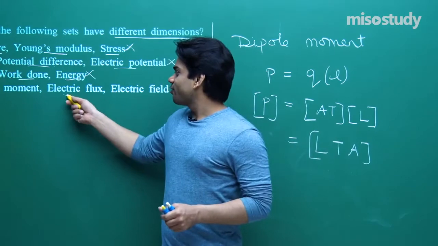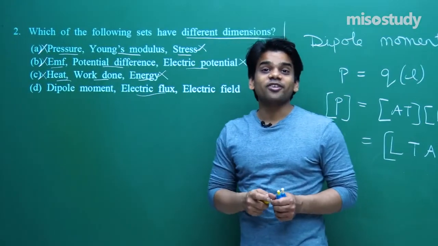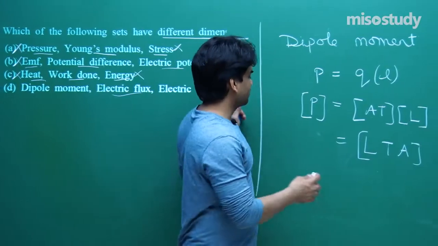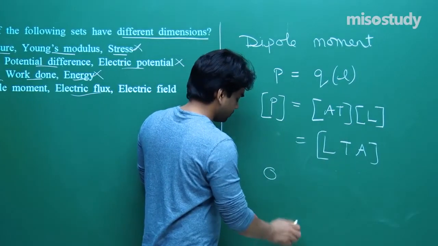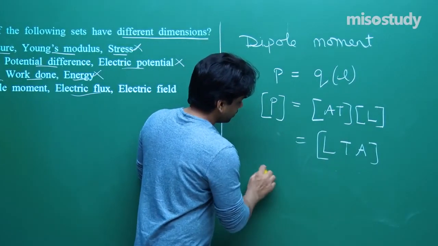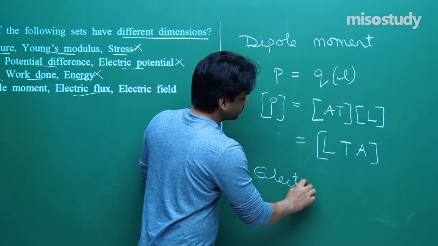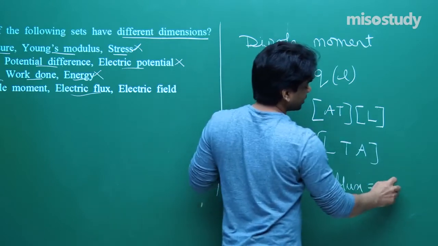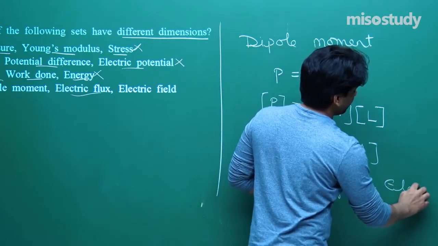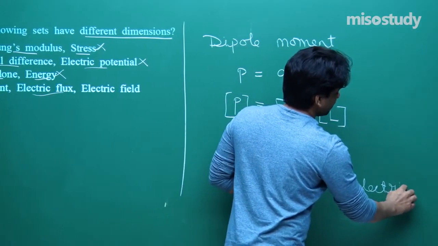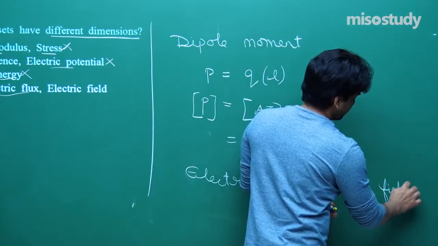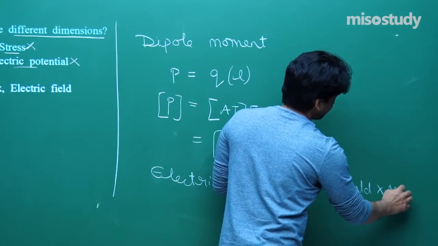Now say electric flux. What is electric flux? It is actually the product of electric field multiplied with area. So need not worry again about this term, electric field multiplied with area.